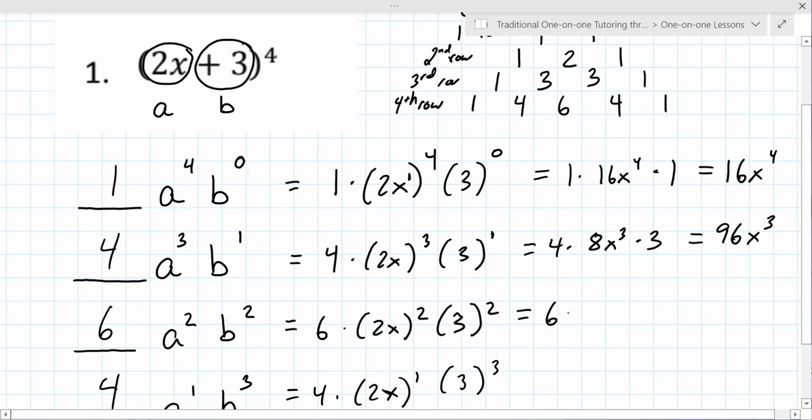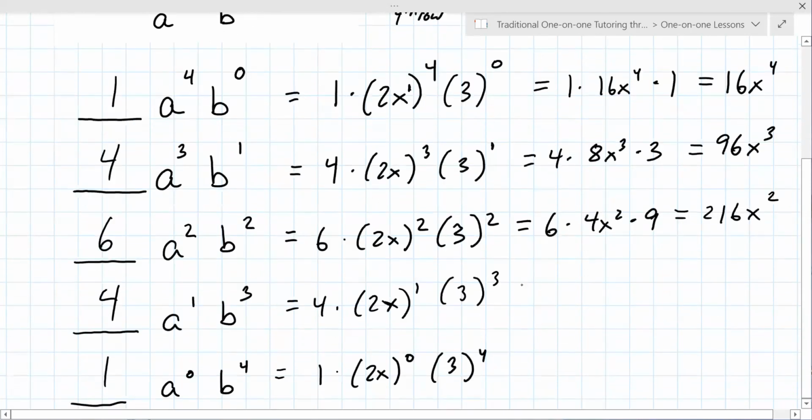The next one is 6 times 4x squared times 9. So just when you think, oh, these numbers are getting smaller in here, then you get a bigger number here. That's the way it goes. Let's see, 4 times 9 is 36. 36 times 6 is 216.